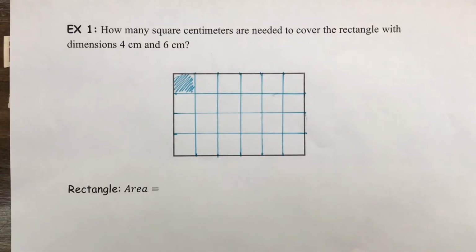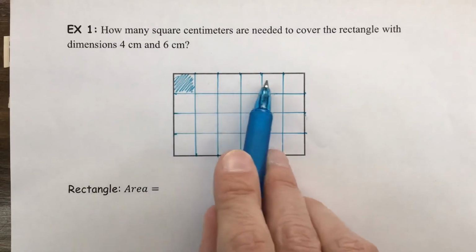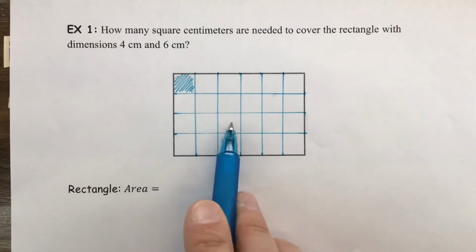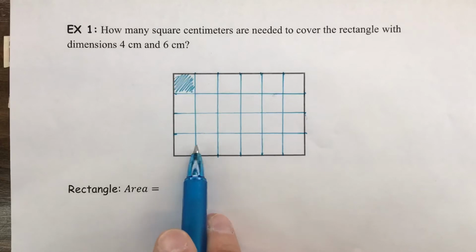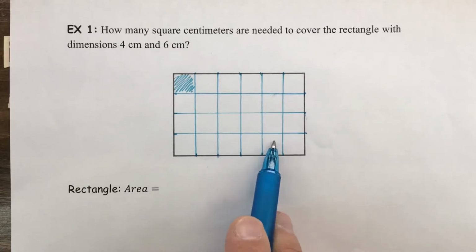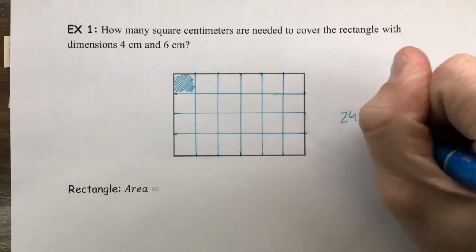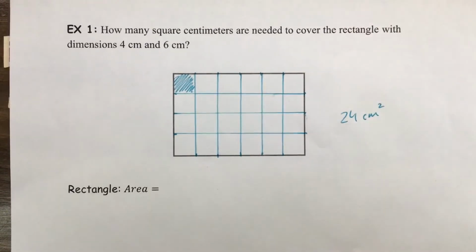We're asked to figure out how many square centimeters it takes to cover this rectangle. So if we count them up, we're going to have 1, 2, 3, 4, 5, 6, 7, 8, 9, 10, 11, 12, 13, 14, 15, 16, 17, 18, 19, 20, 21, 22, 23, 24. We have a total of 24. This is going to be 24 centimeters squared, and that's how we would write it with the units.